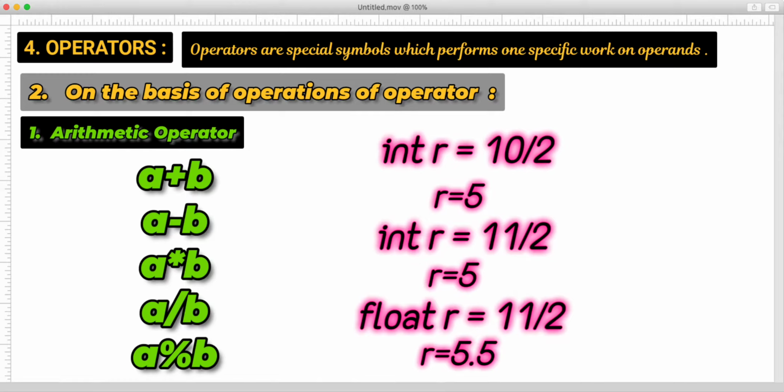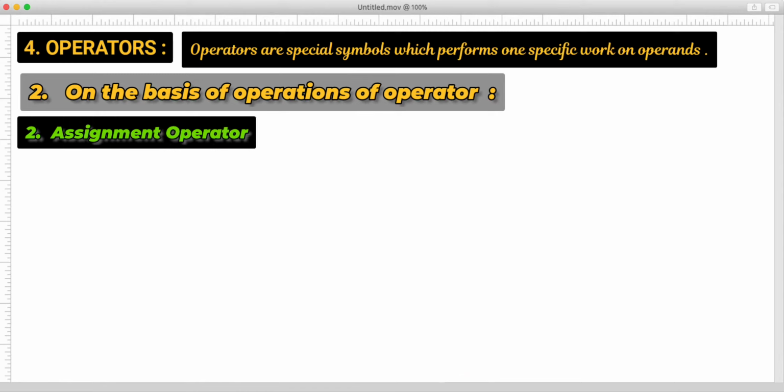And now coming to our second operator, that is the assignment operator. Now here also, as the name suggests, assignment means to assign. So this operator is used for assigning values to the variables. As in maths we use the equals to operator, this is also an assignment operator.